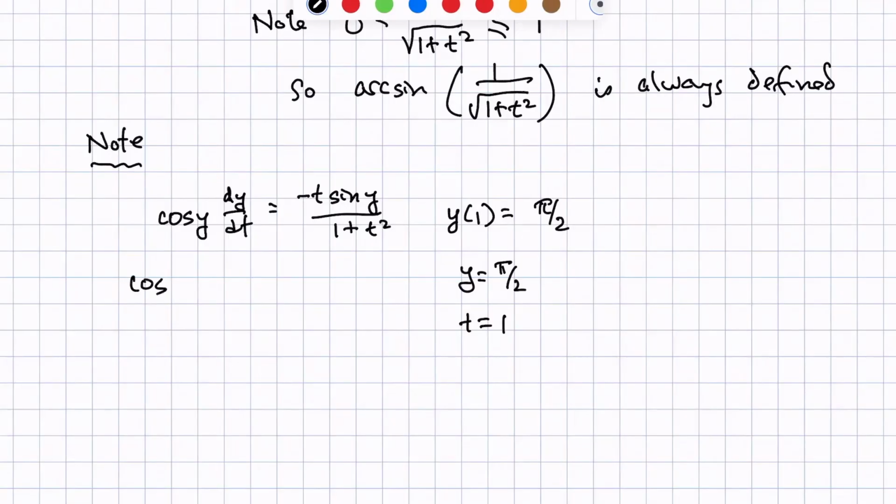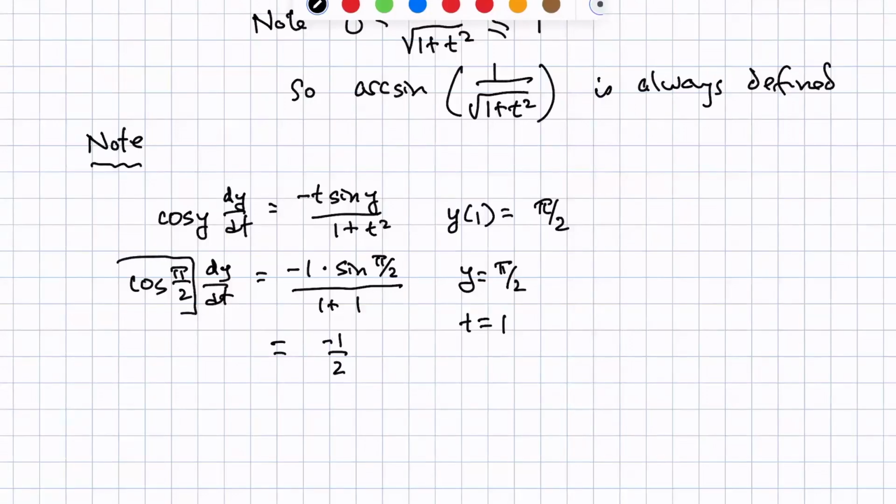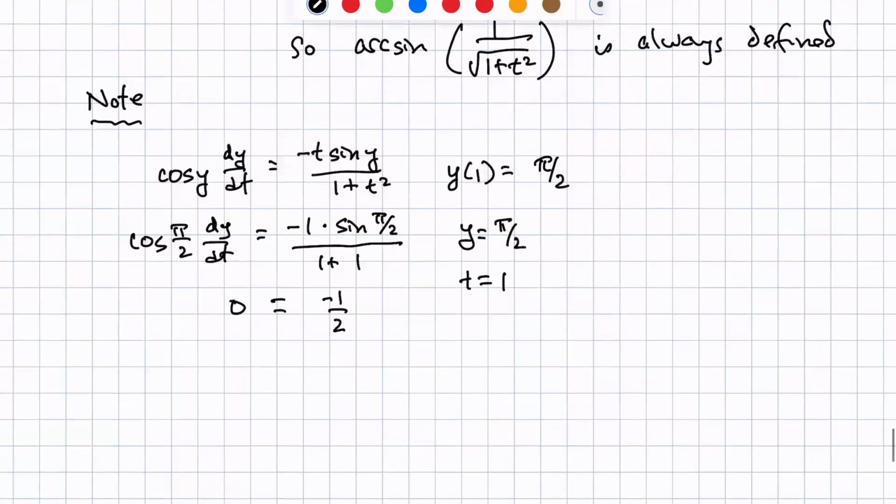Then I would have gotten cosine of pi over 2 dy/dt is equal to -1 times sine of pi over 2 over 1 plus 1. The right-hand side is going to be a -1 over 2, but the left-hand side, the cosine of pi over 2, is equal to 0. So I would have gotten this. So this is, of course, nonsense, right? This is a contradiction. So what we're saying is that for this particular initial value problem, there is no solution.